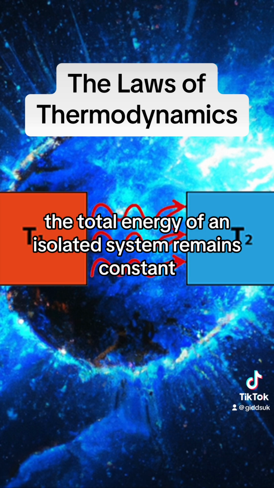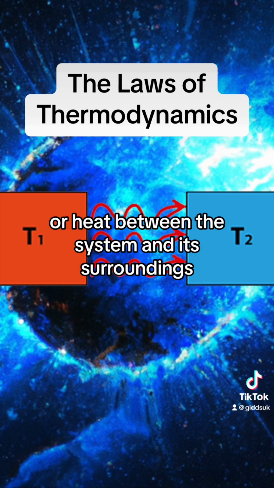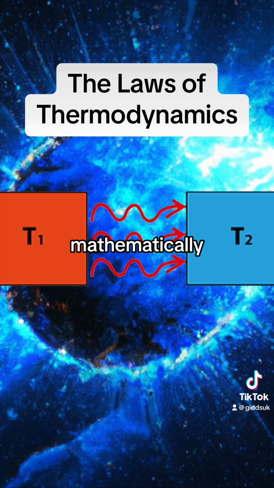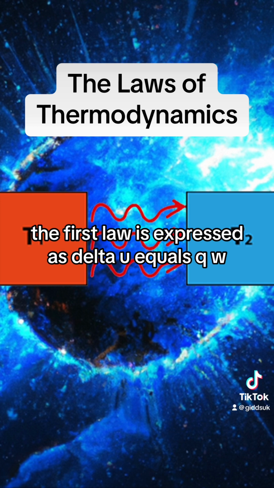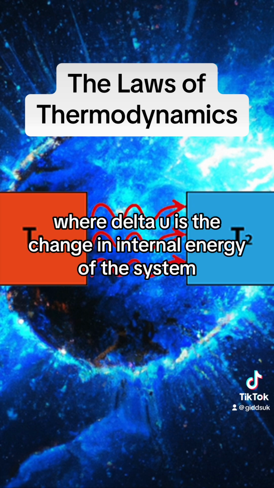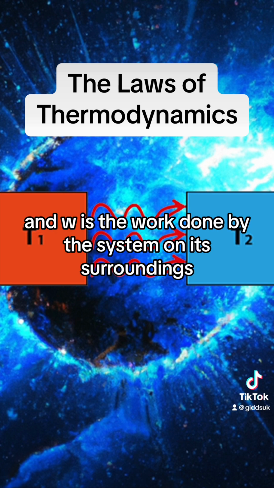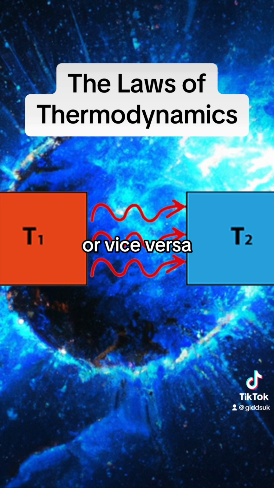The total energy of an isolated system remains constant, and energy can be transferred as work or heat between the system and its surroundings. Mathematically, the first law is expressed as delta U equals Q minus W, where delta U is the change in internal energy of the system, Q is the heat added to the system, and W is the work done by the system on its surroundings, or vice versa.